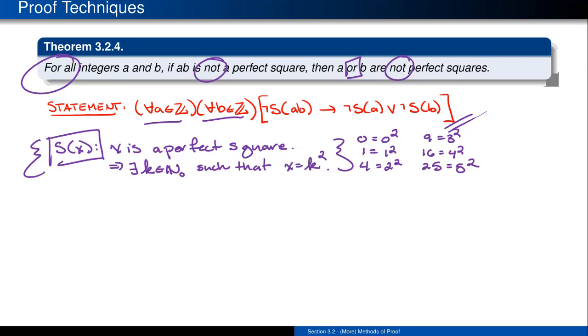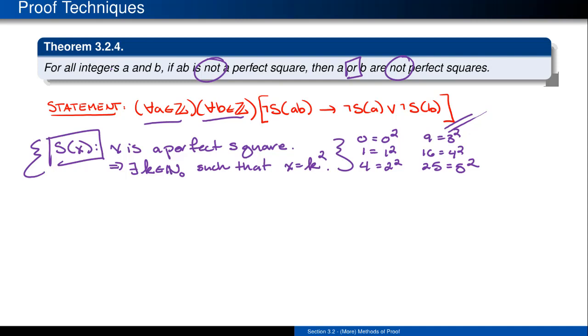So it's not the case that A times B is a perfect square. If that's going to occur, what's going to happen is that either A or B are not going to be perfect squares. So again, I'm picking up those little negation operators out in front of everything as well. So in this case, this is my big overall statement, and I want to think a little bit about how do I show this thing to be true.